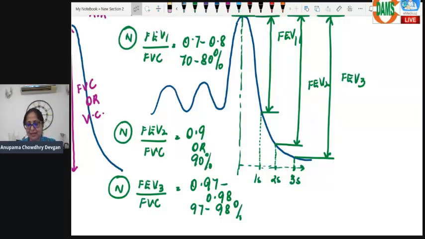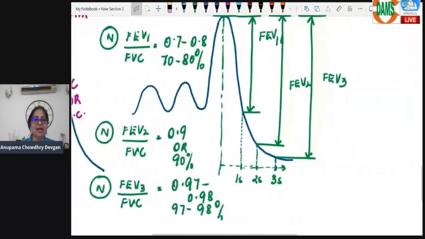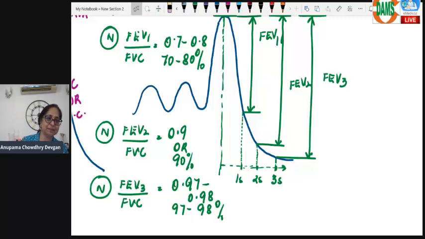In timed vital capacity, you're bringing time into the picture. FVC is only the volume. Volume of air, what was FVC? Volume of air expired forcefully after a forceful inspiration. In timed vital capacity, you have to tell your patient maximum inspiration followed by maximum expiration, but the maximum expiration has to be done as fast as possible. You're bringing time into the picture.